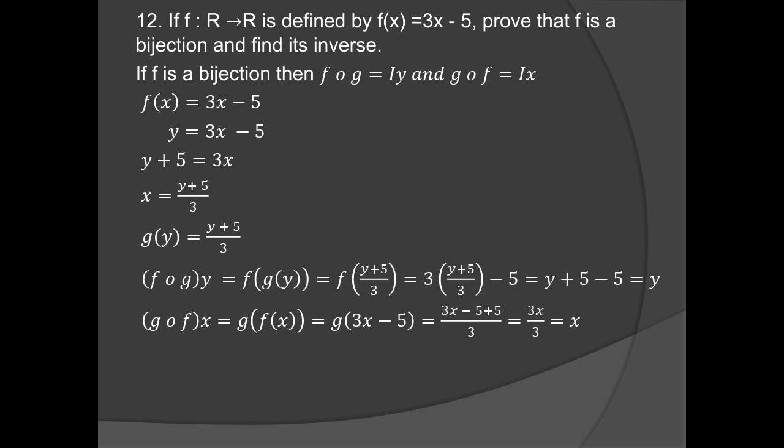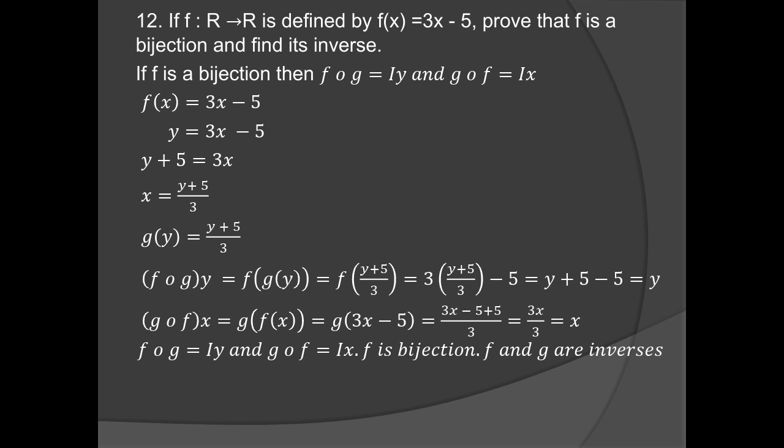In the same manner, g of f of x is equal to g of f of x. So g of this 3x minus 5 is written. So in the g function, in the place of y, I have to substitute this 3x minus 5. So 3x minus 5 plus 5 divided by 3. We have 5 and 5 cancel and 3 and 3 cancel, we have got x.